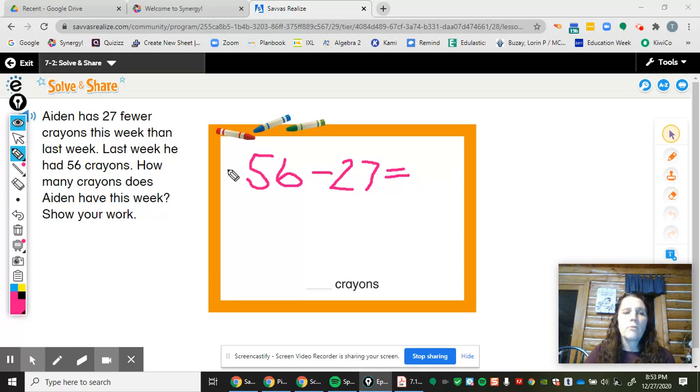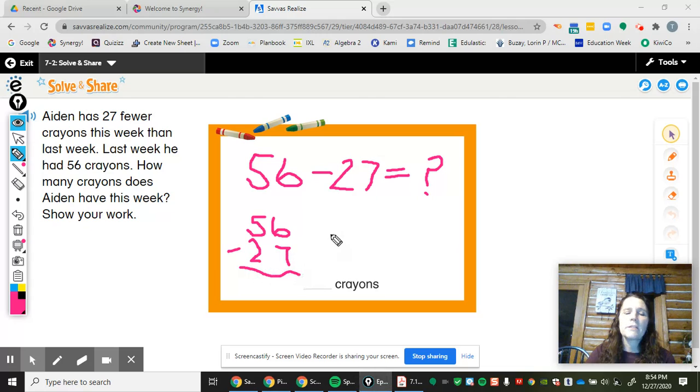equals, and what are we trying to find out? How many crayons does Aiden have this week? So that's the question mark. Okay, so now we look, we have the whole, remember when it's a subtraction sentence or equation, the first number is the whole, the second number is the part. So we are going to subtract. So let's stack it. 56 take away 27.